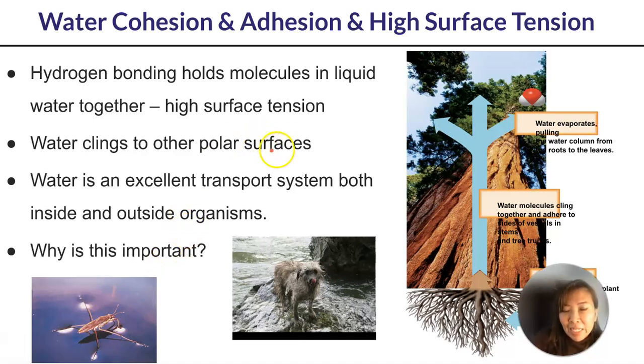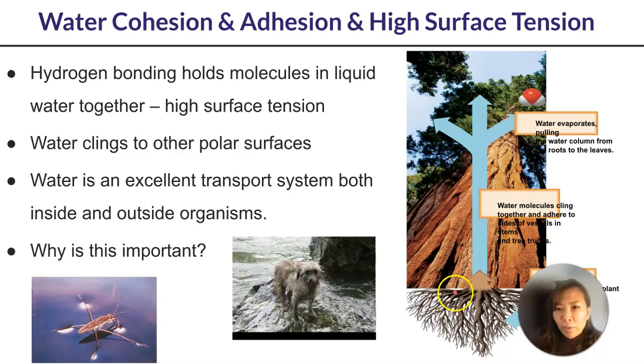Water will also cling to other polar surfaces. So this is great for these tree roots. If you think about redwood trees, they're so big, so tall. They can get a lot of their water from the ground, not all of their water from the ground, but we won't go into that. We'll learn that a little more when we talk about the ecosystem. But these redwood trees can absorb a lot of their water from the ground.